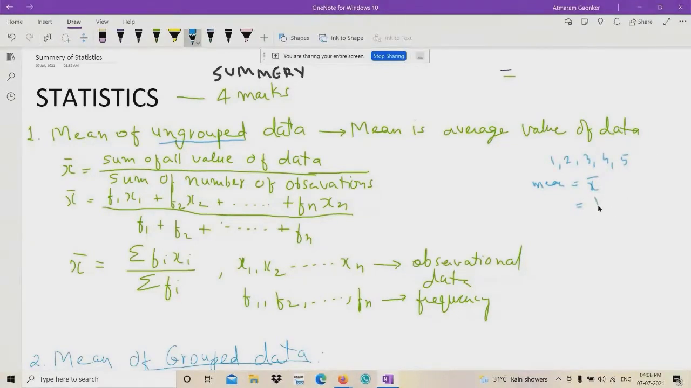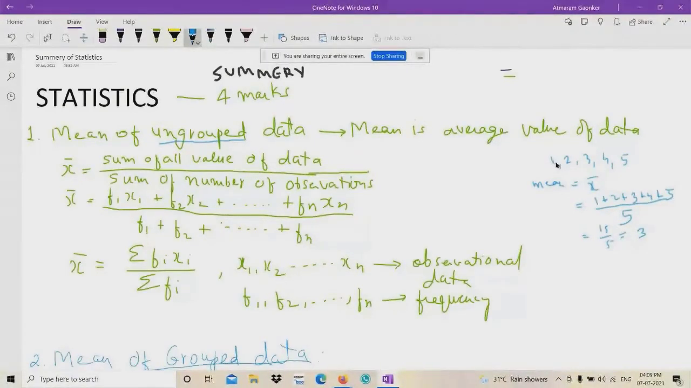5 points. That is 1 plus 2 plus 3 plus 4 plus 5, divided by the number of points. There are 5 points. So when you calculate this, this is the mean. So 3 plus 7 is 10, and 5 more is 15. So this is 15 divided by 5. So the mean of this data is 3.